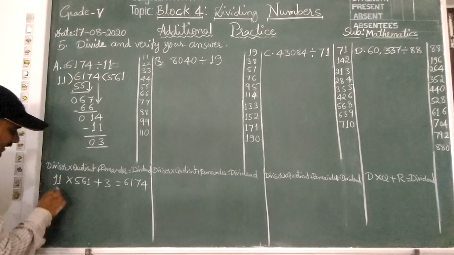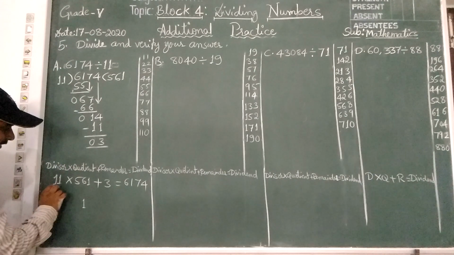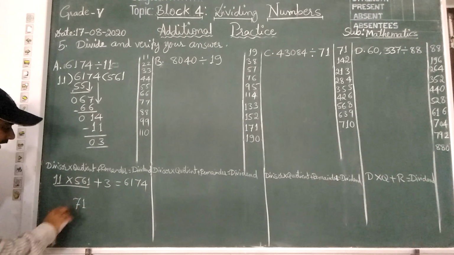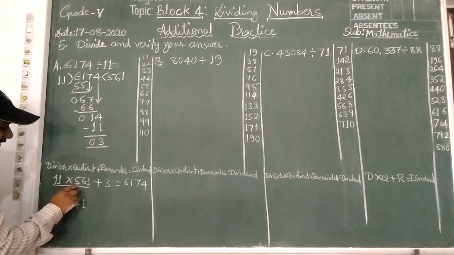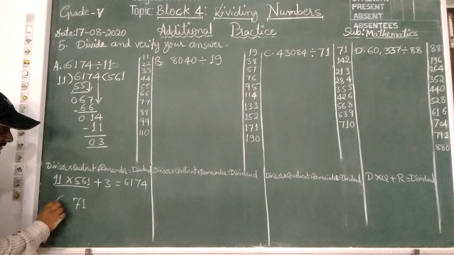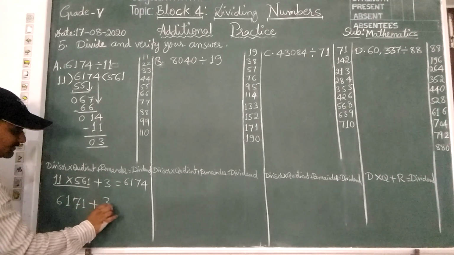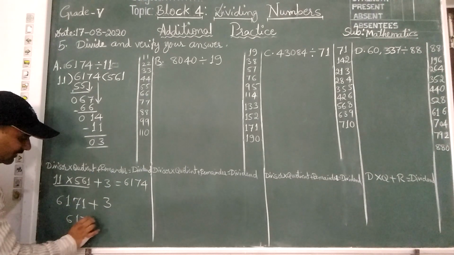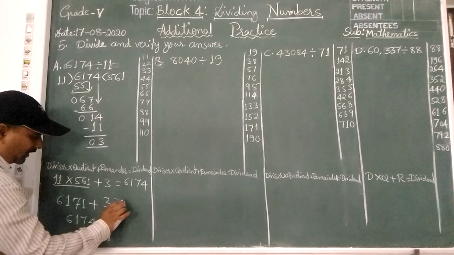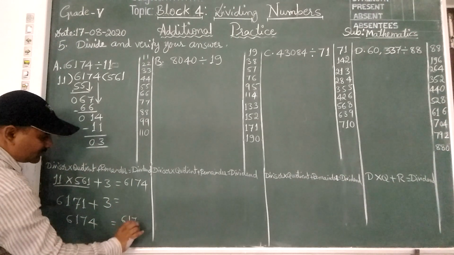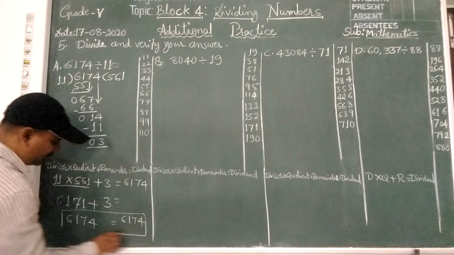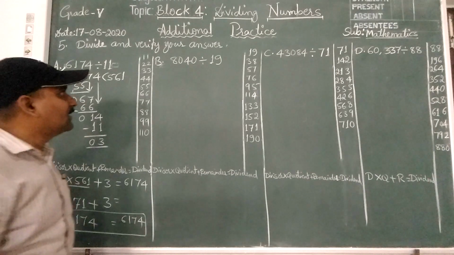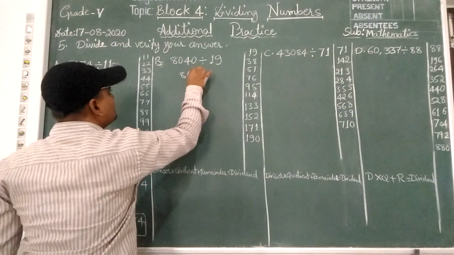Let us check. 11 ones are 11, carry 1. I am multiplying these two. 11 sixes are 66 plus 1 is 67, carry 6. 11 fives are 55 plus 6 is 61. Plus 3: when I add 3 to this, I will get 6174, and this side also you can see. So when both sides are the same, then whatever we did is correct. Okay.